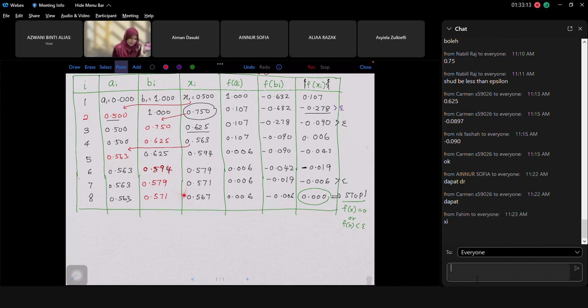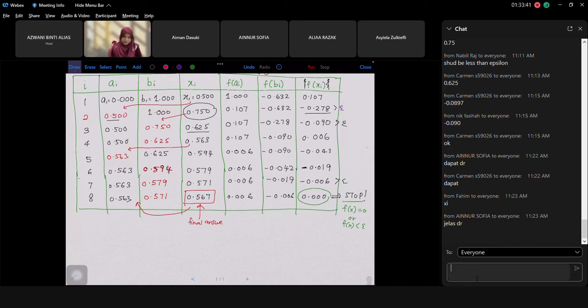Yes. Good, Fahid. So this is the final answer. Ni final kan? So interval dia adalah 0.563, 0.571. In between interval ni adalah the midpoint yang ni. Okay, the midpoint yang ni. So this is a final answer. Jawapan akhir kita, final answer. Jelas tak? Jelas kan? Okay, good. So saya boleh tulis sikit lah kat sini kan.